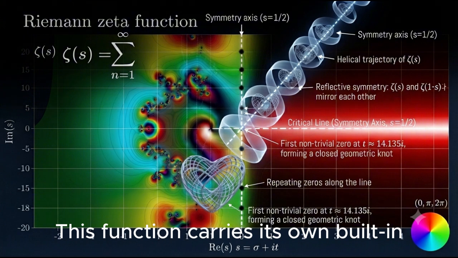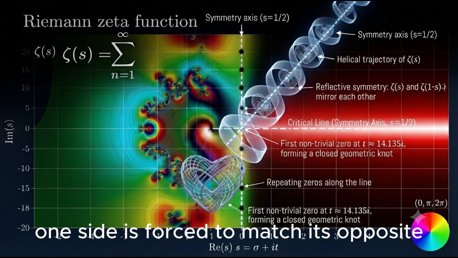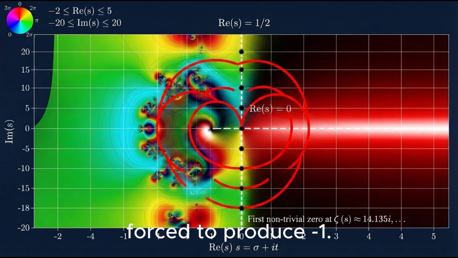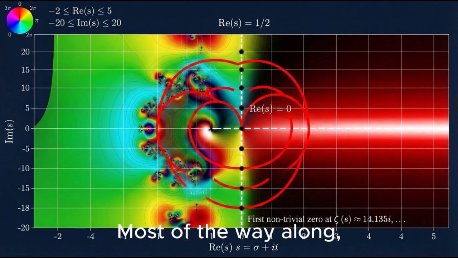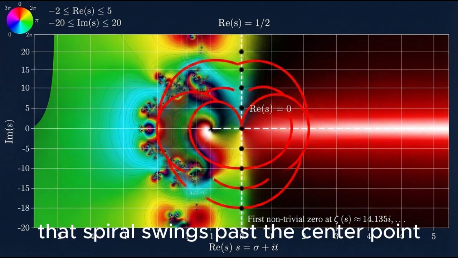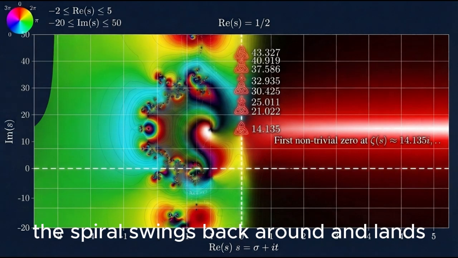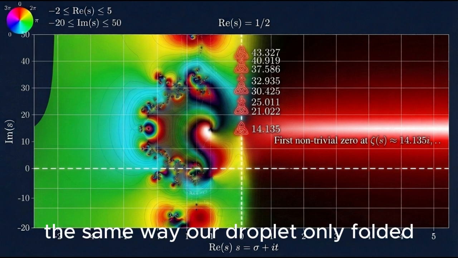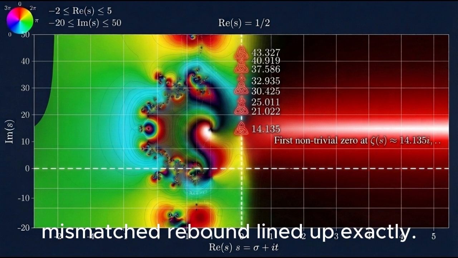This function carries its own built-in mirror symmetry around a single axis. One side is forced to match its opposite exactly, the same way i multiplying itself was forced to produce -1. The code of 2 repeats itself here. Move along that axis, and the function's value traces out a spiraling path. Most of the way along, that spiral swings past the center point and misses it. But at certain specific points, the spiral swings back around and lands exactly on center, closing the loop perfectly, the same way our droplet only folded into a heart at the one point where its mismatched rebound lined up exactly.